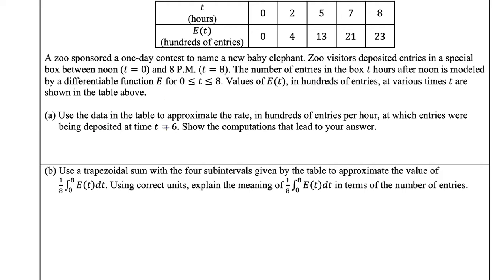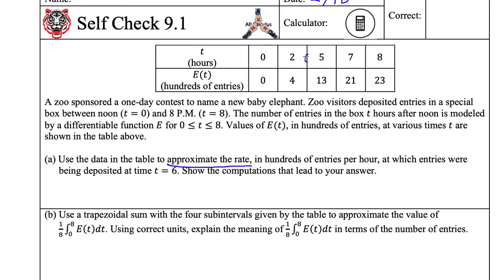So part A is pretty straightforward. At time equals 6, what is the approximate rate? If you ever see the words approximate rate, you need to be seeing, okay, where is 6? 6 is in between 5 and 7, which means I am going to do capital E of 7 minus capital E of 5, all divided by 7 minus 5.